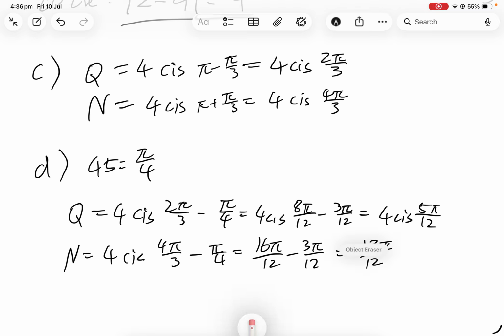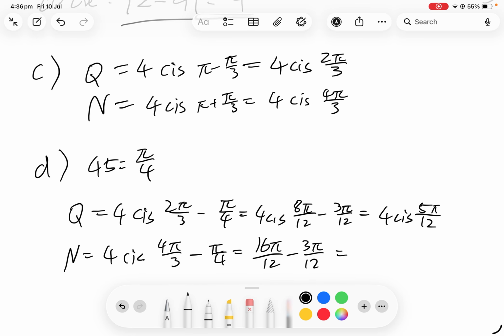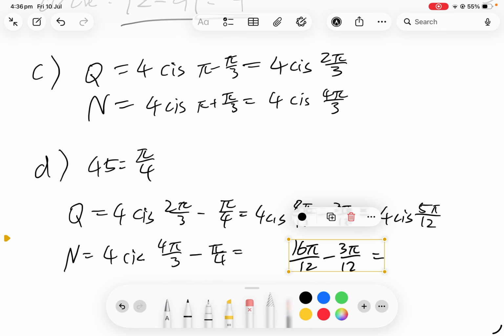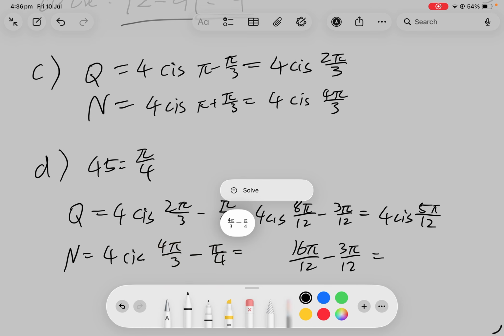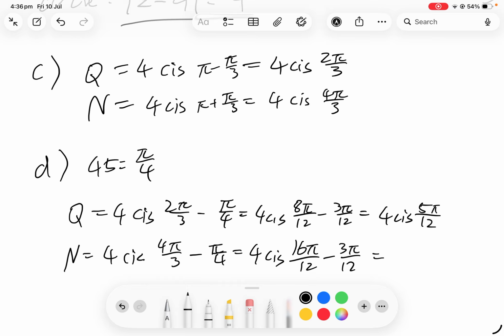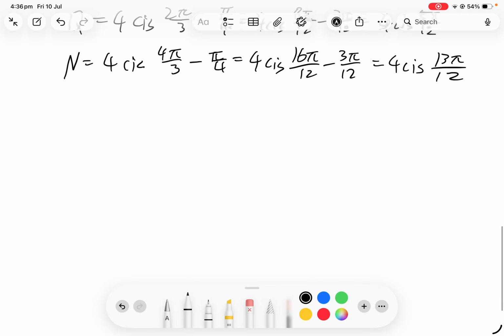Oh, forgot to write 4 cis. 4 cis 13 pi over 12. Yep, that is indeed all correct, I think. Okay, yeah, whatever. They are correct, because I'm intelligent. Yeah. And then moving on to the next question.